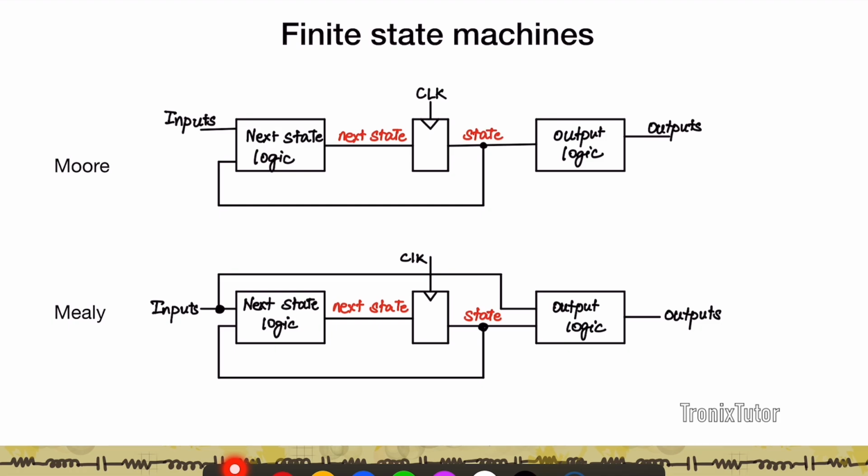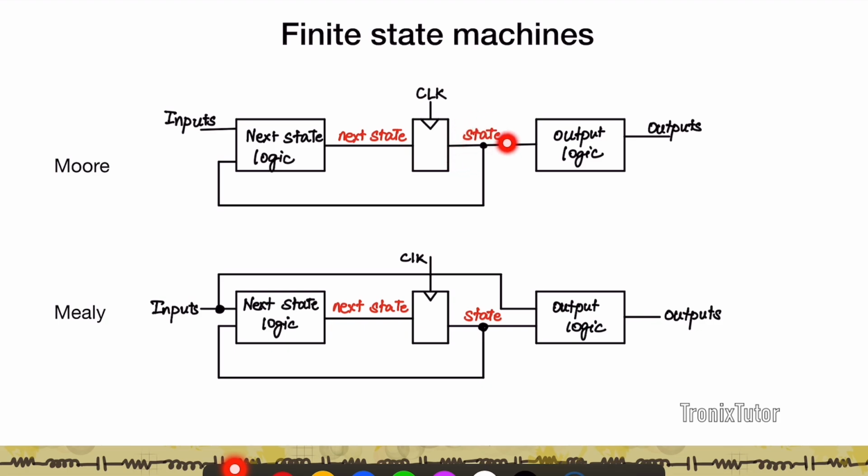Now let's look at a quick example of a finite state machine. So let's remember what a finite state machine is. Finite state machines can be of two types, a Moore machine or a Mealy machine. A finite state machine essentially has a clock or a register, right? And this clock is essentially storing the state of the machine, if you will.